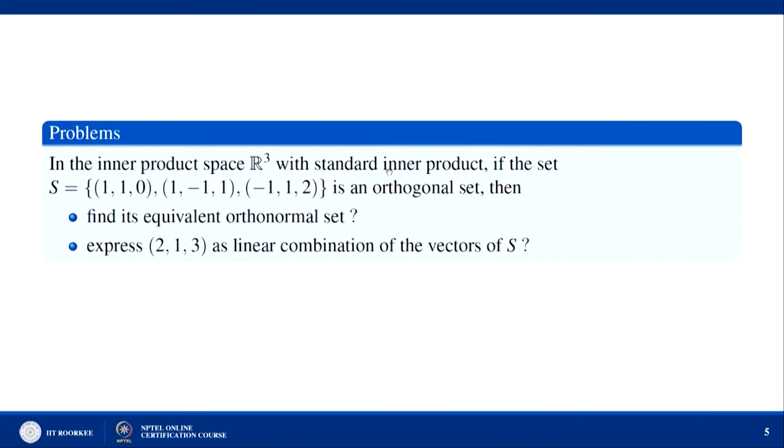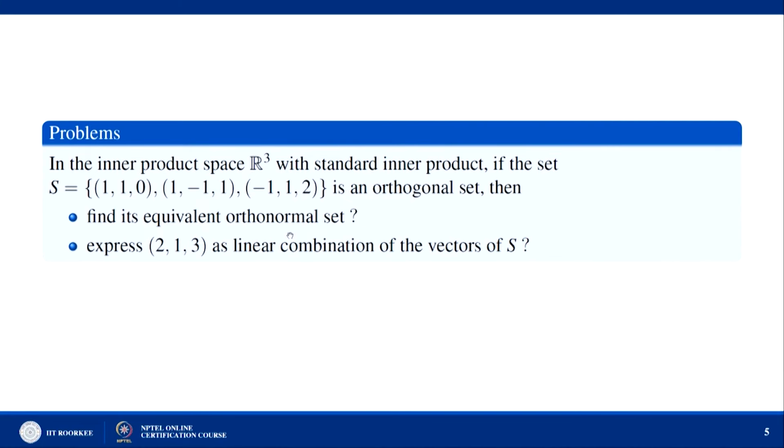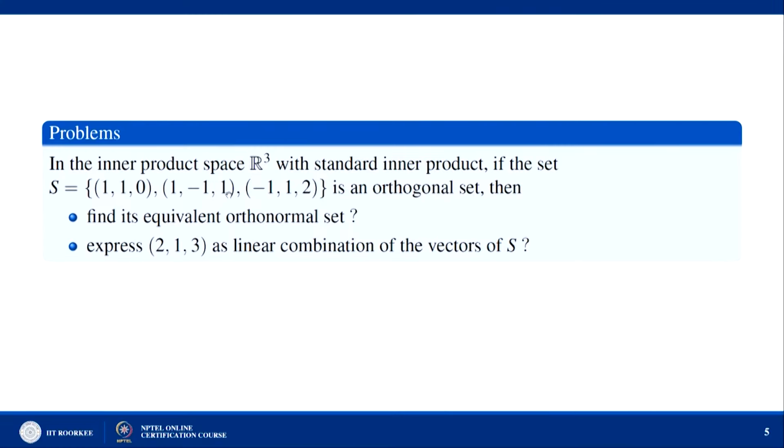Now, in this problem, you see in the inner product space R3 with the standard inner product, this set is an orthogonal set. You can easily verify, you take the inner product of any two distinct vectors of this set, you will find that it is 0. So, this set is an orthogonal set. Now, how can we find its equivalent orthonormal set? I have already discussed that in order to form an orthonormal set from an orthogonal set, simply divide each vector by its norm. So, what is the norm of this vector? It is under root 2. Norm of this vector? Under root 3. Norm of this vector is under root of 1 plus 1 plus 4, that is under root 6.